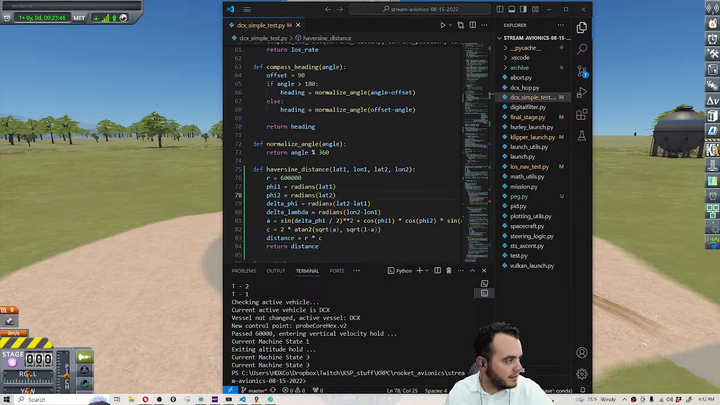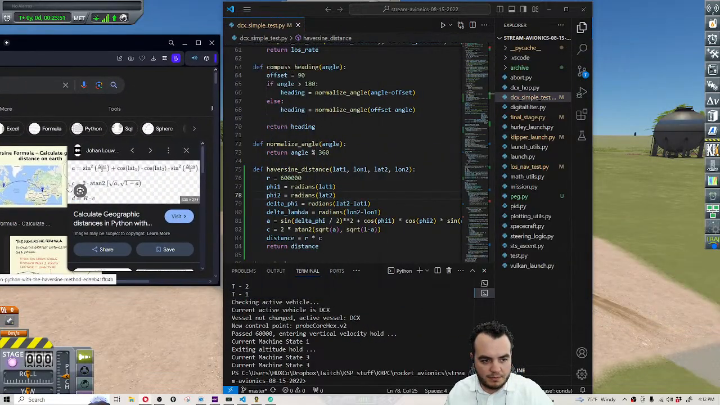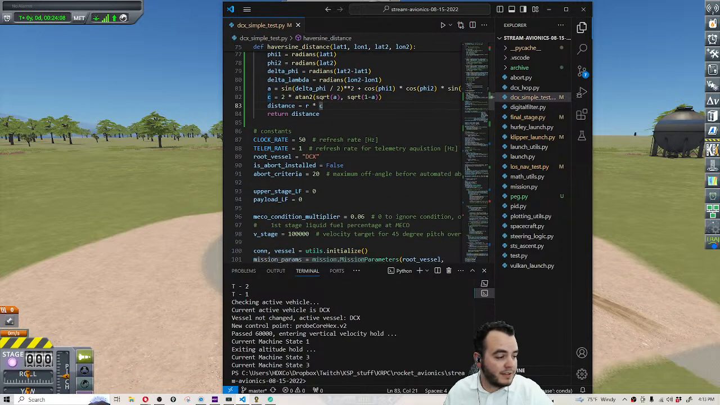So that should be everything that we need. So we have C equals 2 times atan2 of the square root of A, the square root of 1 minus A, and then R times C. Perfect. All right. There we are, chat. There we are. So let's go ahead and exit out of that. And good. All right, so that's the Haversine formula.